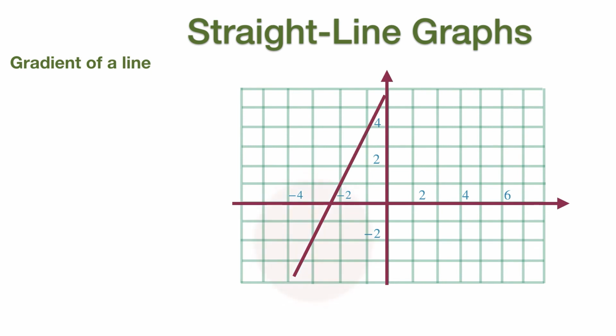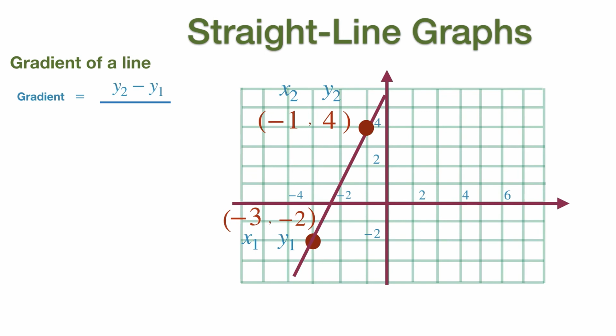For example, 2 coordinates on this line are (-1, 4) and (-3, -2). We can use these coordinates to find the gradient of the line. We can first label these coordinates x1, y1 and x2, y2. Then we can use the formula y2 take away y1 over x2 take away x1.